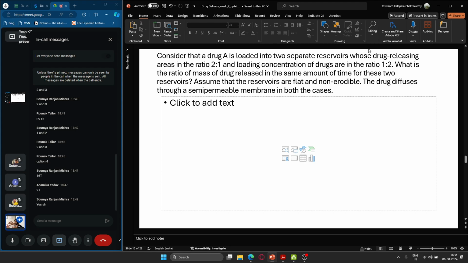Now, what is the ratio of mass of the drug released in the same amount of time for these two reservoirs? So you have two reservoirs. One has a low amount of drug that's releasing drug faster. The other one has a large amount of drug that's releasing drug slower. Now, in a given time t, how much drug is released by both the systems, or what is the ratio of the drug released by both the systems? I'll give you guys some time to think about this.